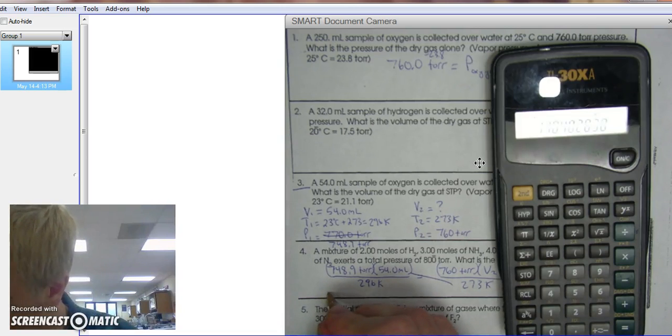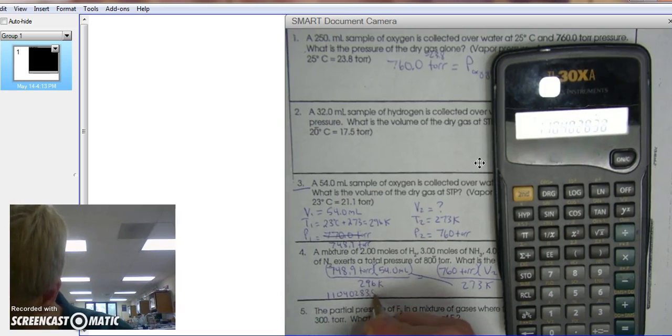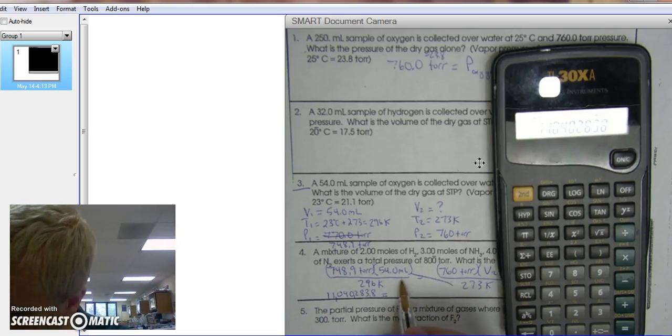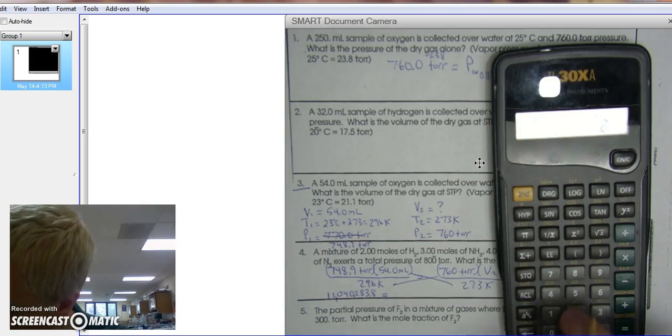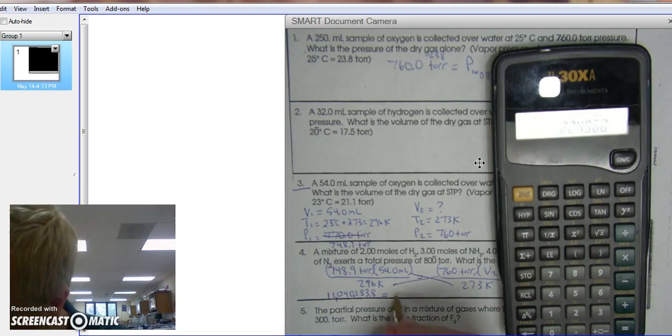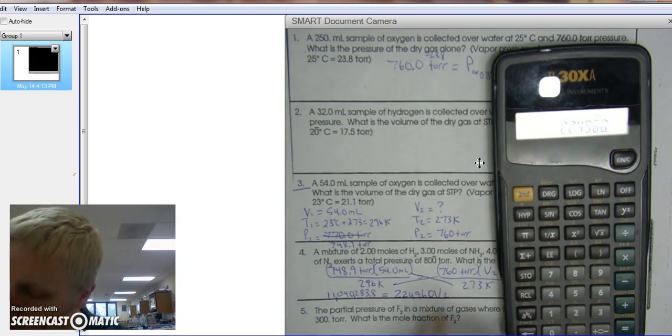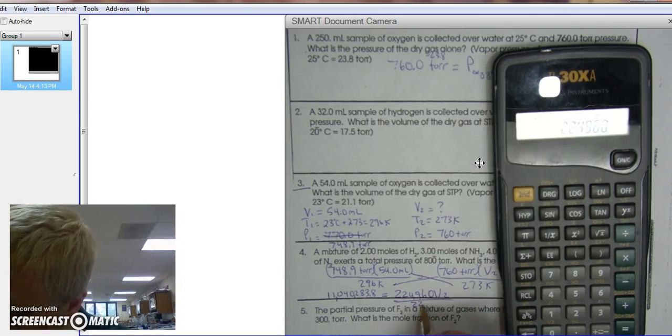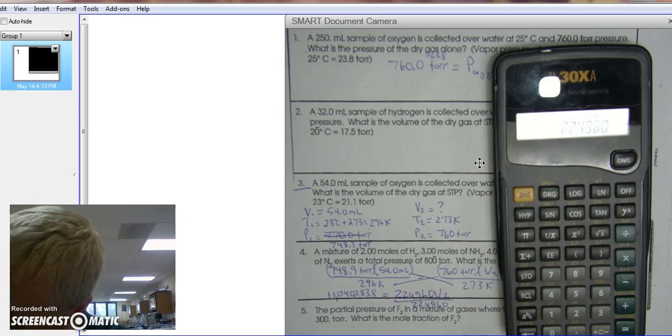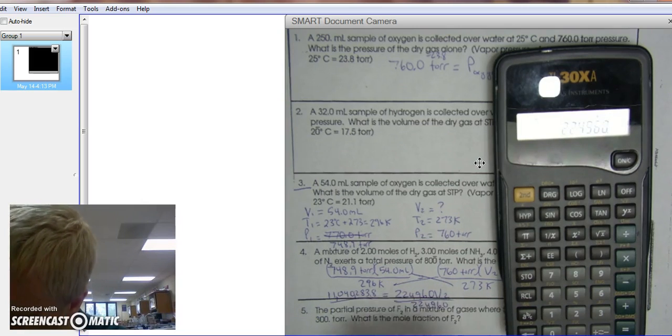It gives me this huge number. It's like 11,040,283.8. And now I'm going to do the other side. 296 times 760 times V2 gives me 224,960 V2. And I want to isolate V2, so I divide both sides by that number, 224,960.